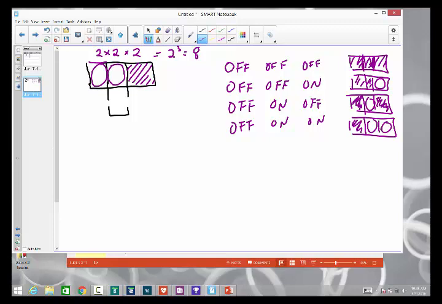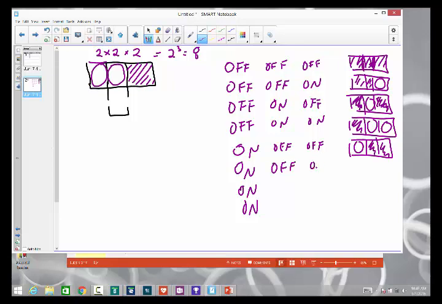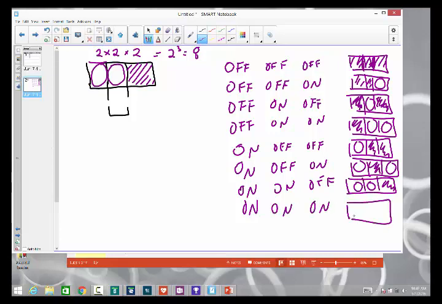And notice, in all 4 of those, the left-hand box was off. Now I'm going to do a similar set of patterns, but in this case 4 conditions where the leftmost box is on. So we have on, off, off. We have on, off, on, so only the middle one is off. We have on, on, off. And finally we have on, on, on, where all 3 of them are on.